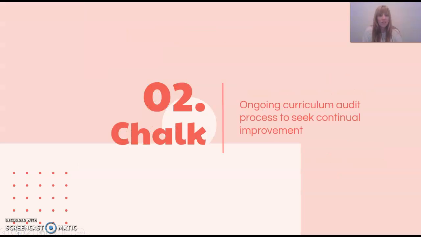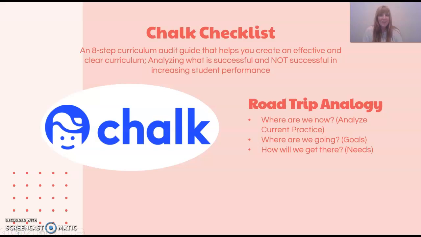The CHALK checklist is an ongoing curriculum audit tool process that seeks continual improvement in the curriculum. It's an 8-step curriculum audit guide that helps you create an effective and clear curriculum. It analyzes what is successful and not successful in increasing your student performance. You can look at this as a road trip analogy.